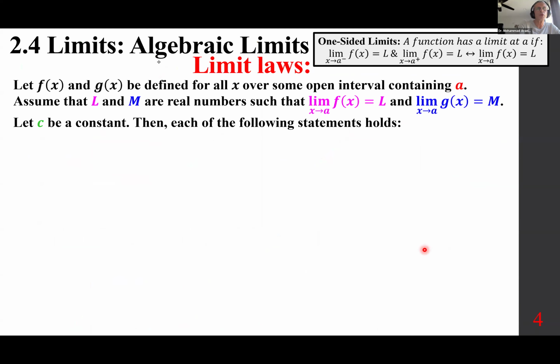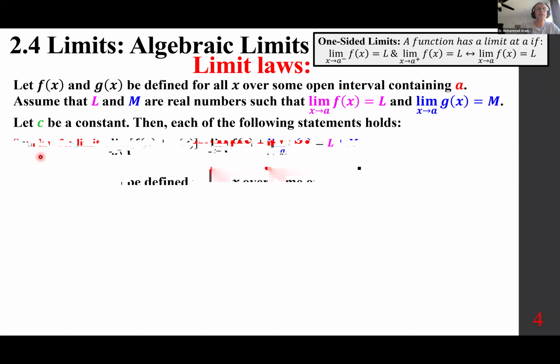And now 2.4, limits, algebraic limits, limit laws. Let f of x and g of x be defined for all x over some open interval containing a. Assume L and M are real numbers such that the limit of f of x as x approaches a is L, and the limit of g of x as x approaches a is M. Let C be a constant, some number. And then each of the following statements holds.